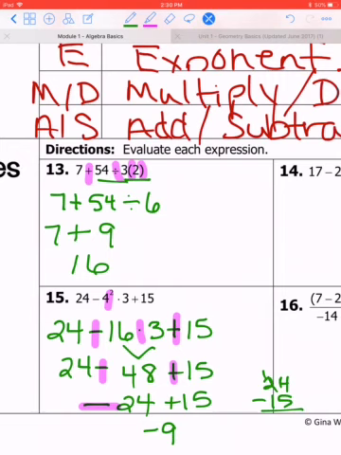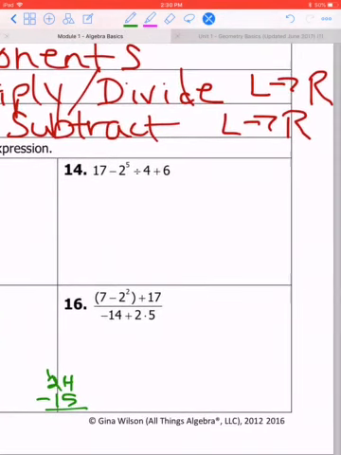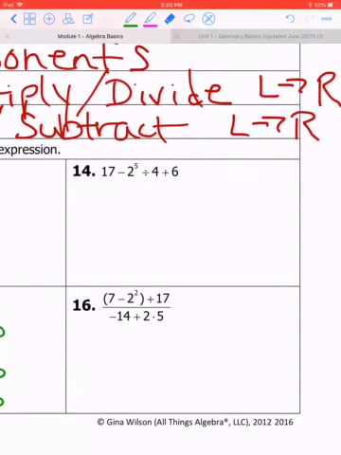Let's look over here. Slide over a little bit now. On 14, I have an exponent. I don't have any parentheses, but I have an exponent. So we're going to start right there. So 17 minus 2 to the 5th. So that means you have to do 2 times 2 times 2 times 2, 5 times. If you have a calculator, you can just put that in and do 2 to the 5th power, or if not, multiply it out. But that's going to give you 32.